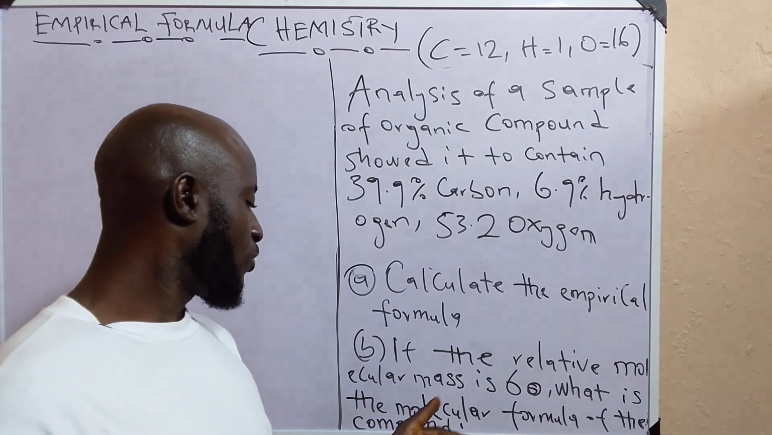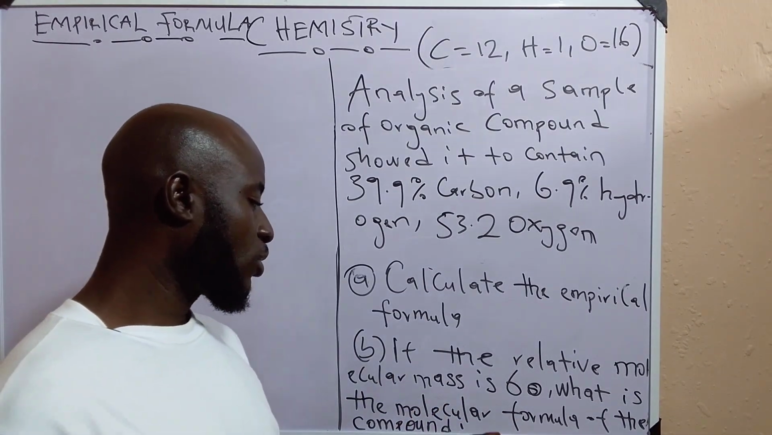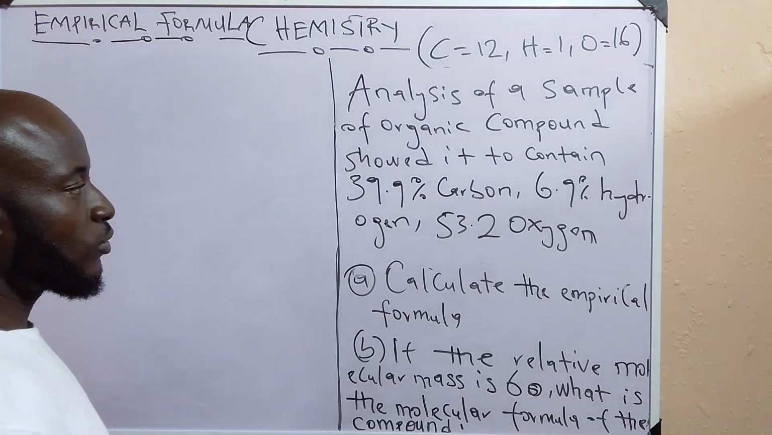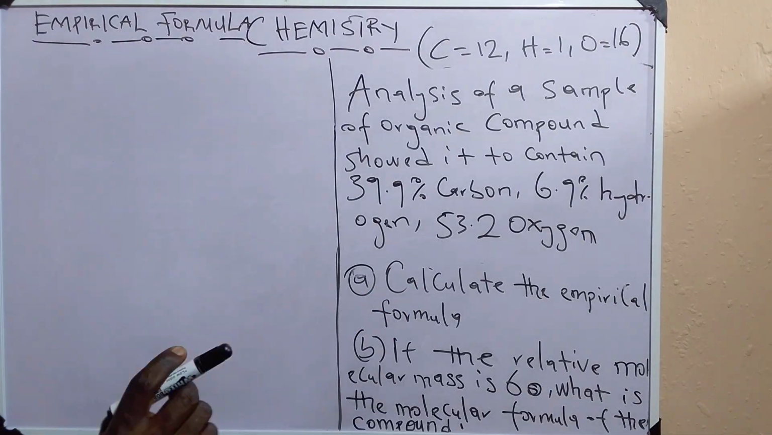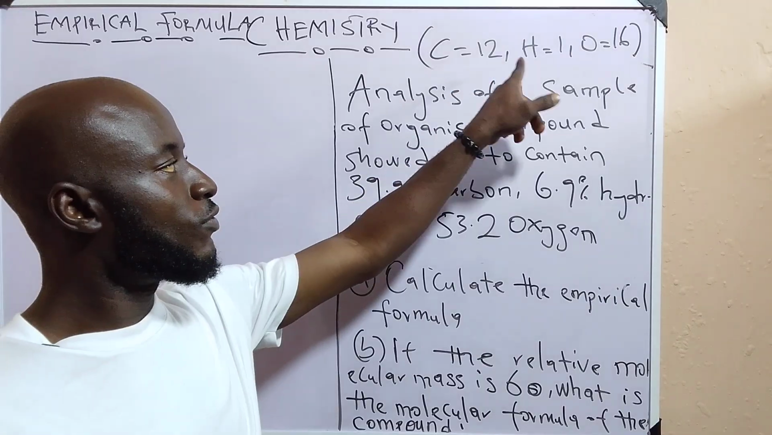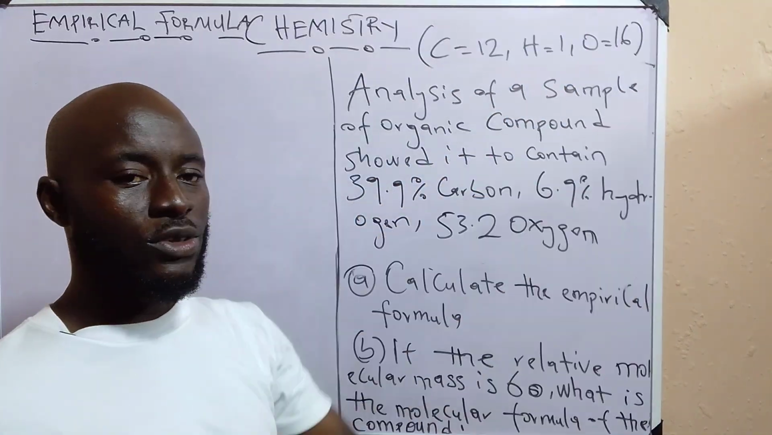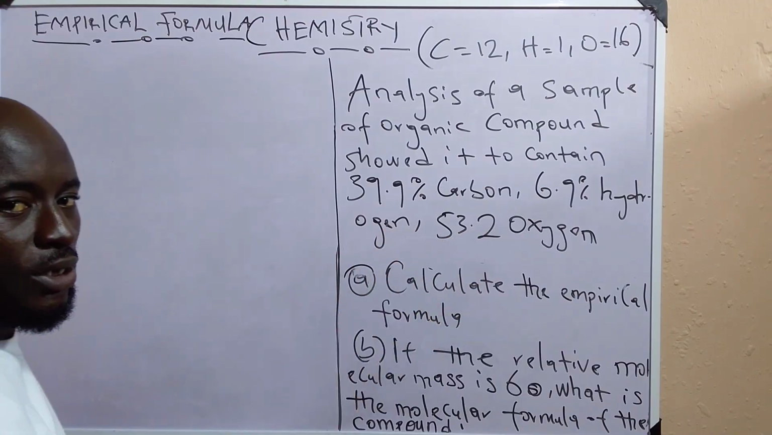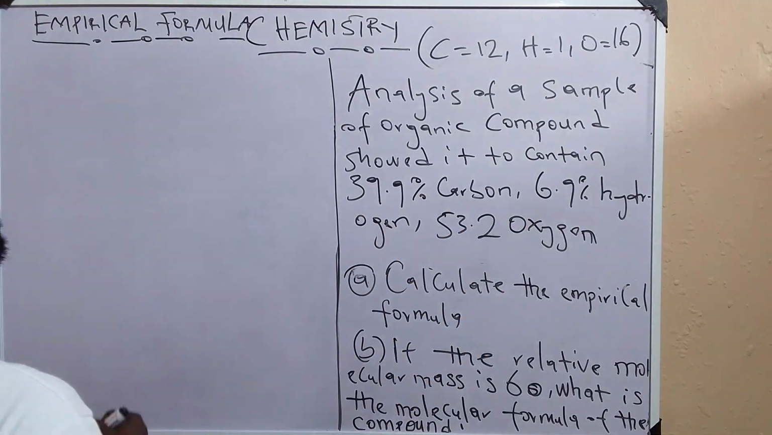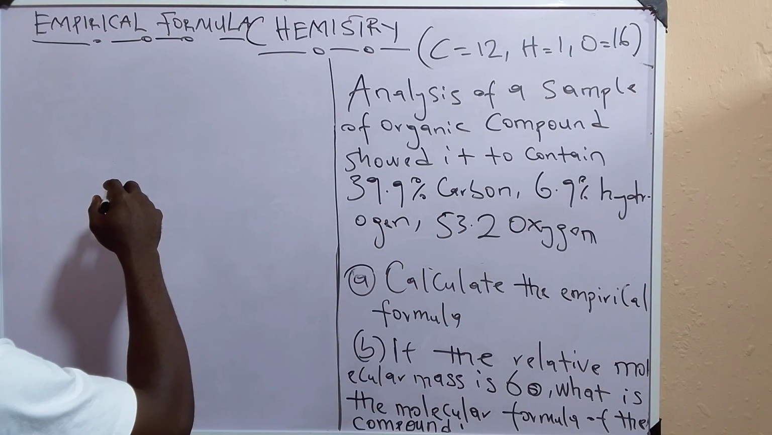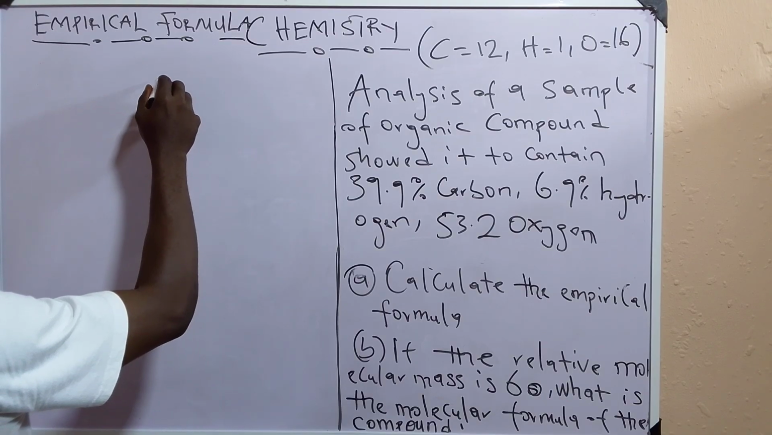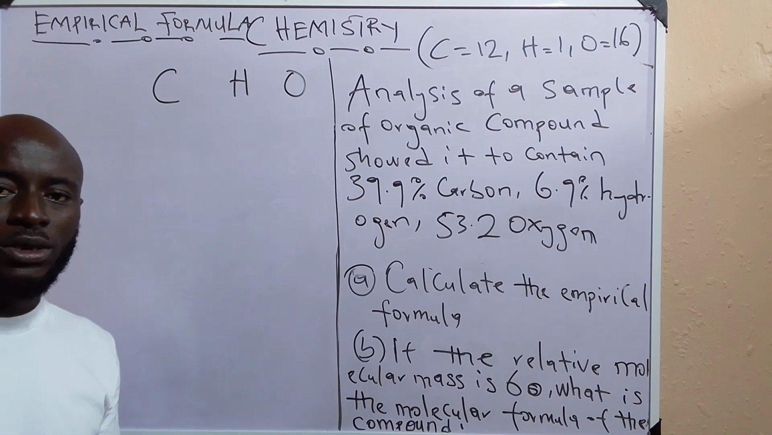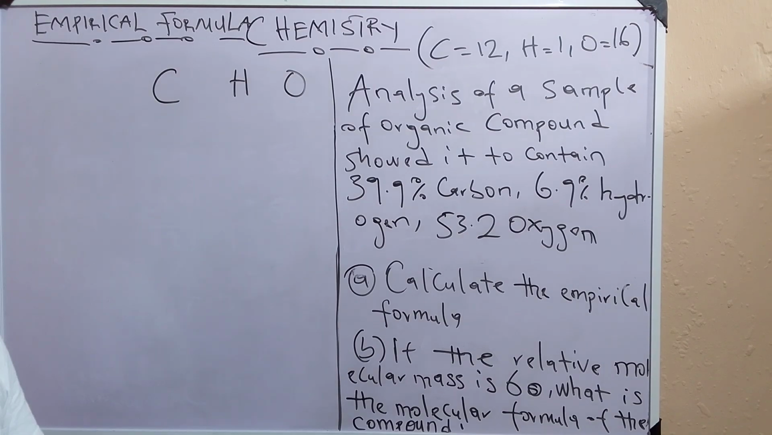B, if the relative molecular mass is 60, what is the molecular formula of the compound? So what you are going to do is just bring out what is given in the question. Remember, carbon is given here to be 12, hydrogen is 1, and oxygen is 16. So we bring out the elements involved in the question: carbon, hydrogen and oxygen.